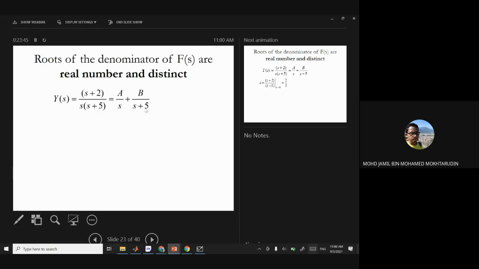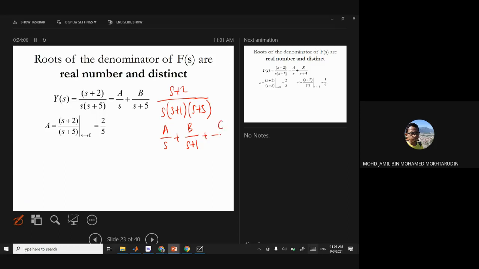So let's say if you have (s plus 2) divided by s times (s plus 1) times (s plus 5), then you can divide them into three parts: A over s plus B over (s plus 1) plus C over (s plus 5). So the first thing that you need to do is factorize the denominator.